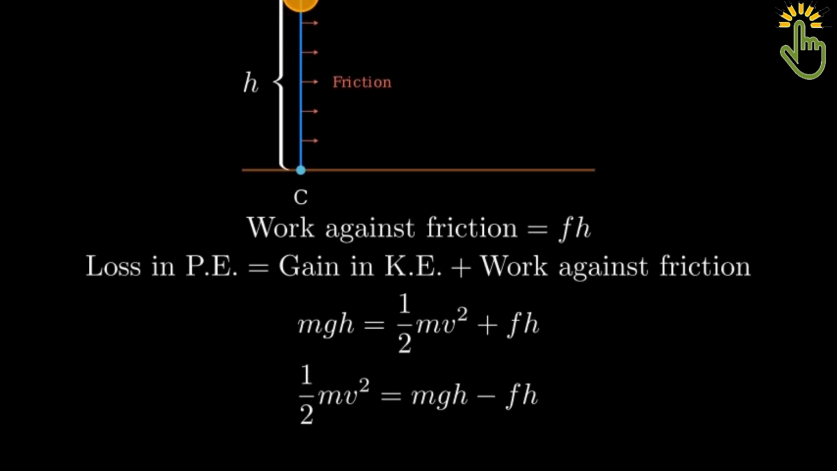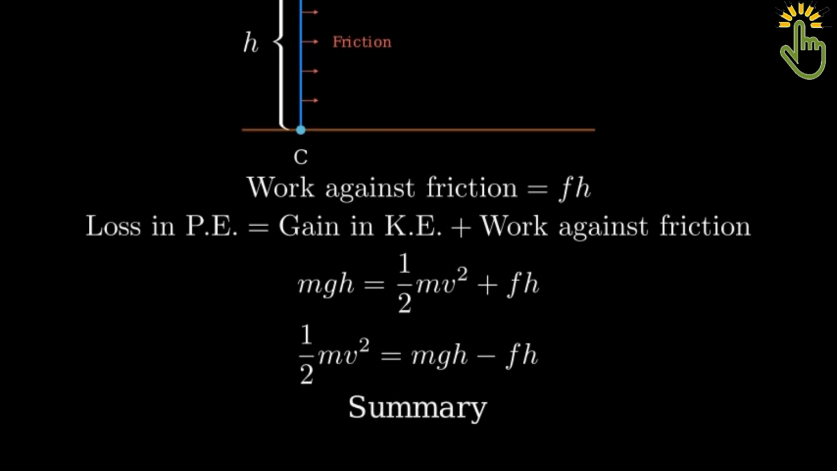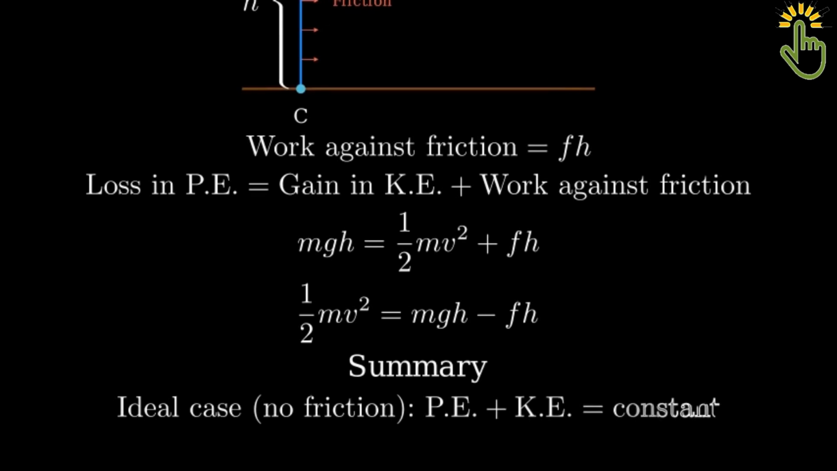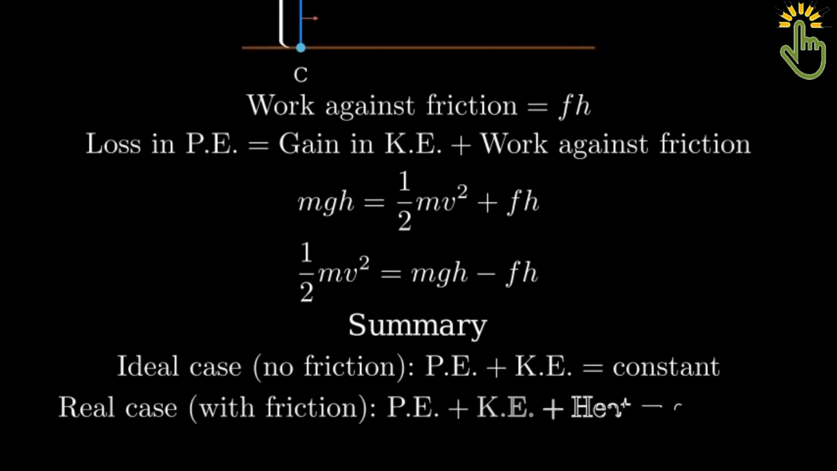We can rearrange this to see that the kinetic energy at the bottom is less than the initial potential energy because some energy was lost to friction. To summarize, the interconversion of potential energy and kinetic energy is a direct application of the law of conservation of energy. In an ideal system with no friction, the sum of potential and kinetic energy remains constant. In real systems with friction, some energy is converted to heat, but the total energy is still conserved.